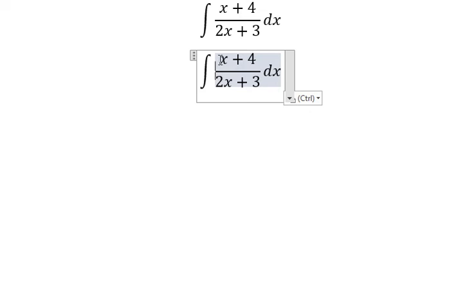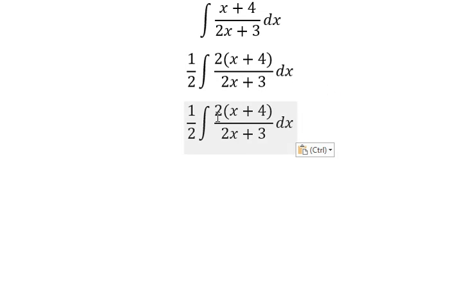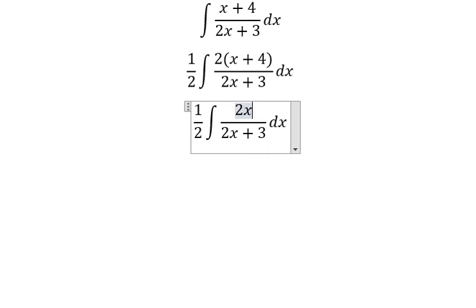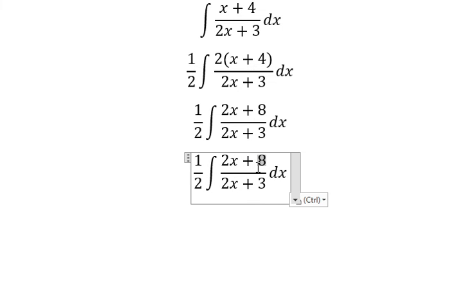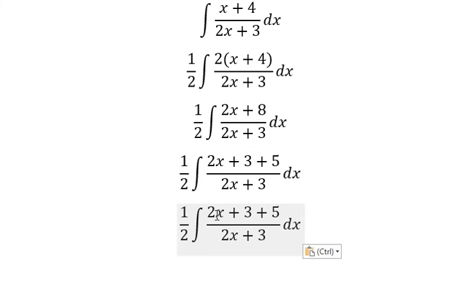We need to put number 2 on the numerator and denominator because I want to create the factor divided by 2x plus 3. Number 2 multiplied by x and number 4. So number 8, that's about number 3 plus 5. So this one divided by this one, so you get number 1.